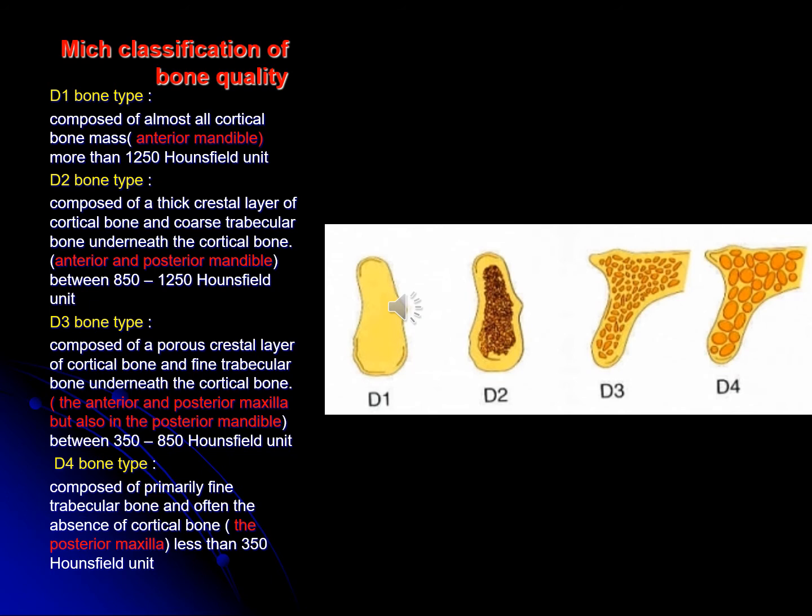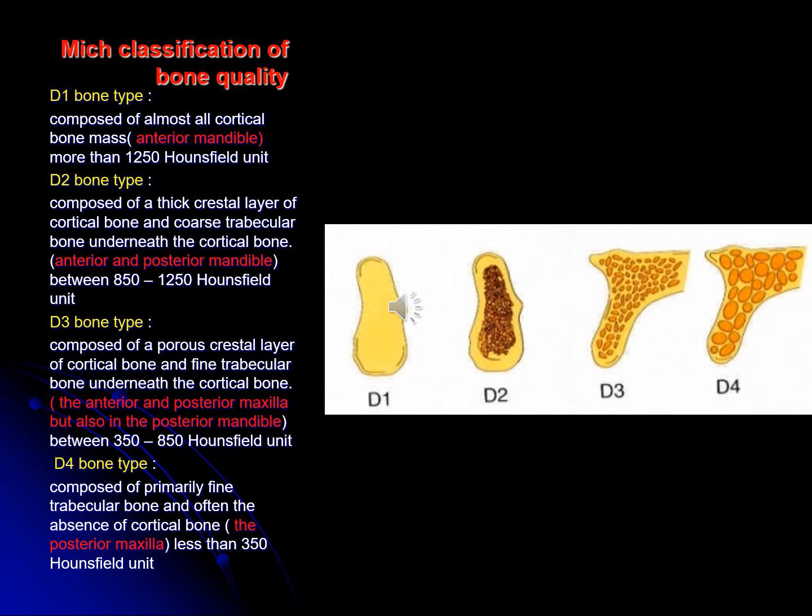The third type of bone is the D3 bone type. This bone is composed of a porous, thin crestal layer of cortical bone and fine trabecular bone underneath the cortical bone. This type of bone, we can find in the anterior and posterior of the maxilla and in the posterior area of the mandible. The density of this bone is between 350 and 850 Hounsfield units.